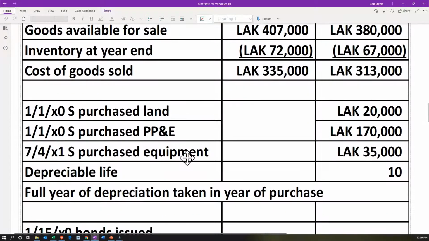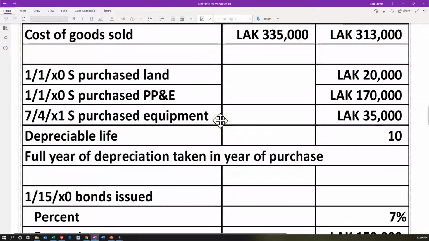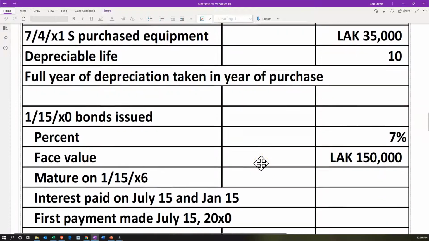We have more information related to the property, plant, and equipment. That includes land that was purchased on 11X0, equipment that was purchased on 11X0. This was by the subsidiary. And then on 74X1, the purchase of equipment. The depreciable life that we're going to be dealing with is 10 years. The full year depreciation is taken in the year of purchase. So in other words, this second item was purchased on 74X1. We're going to be taking the full year of depreciation for that item as well.